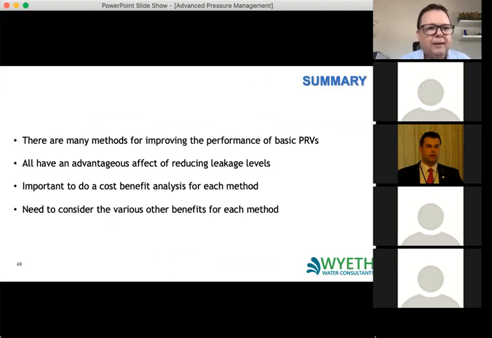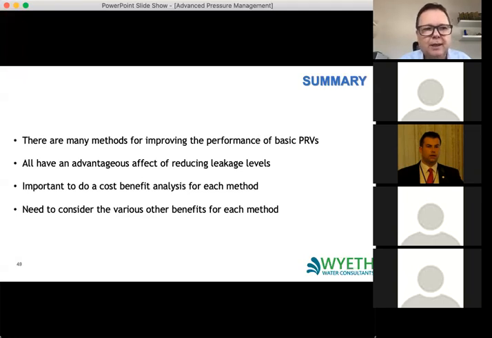They're all advantageous on reducing leakage levels, all to a different extent. So it's important that you actually do a cost-benefit analysis where you analyze each of the different methods to see how much it would cost compared to how much it would save for you. But you also need to consider that there are other benefits as well.